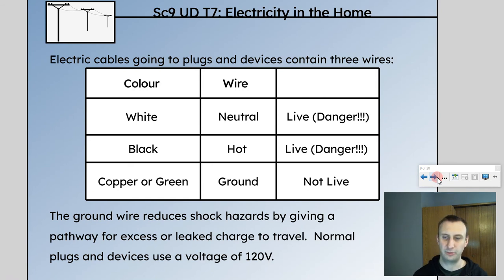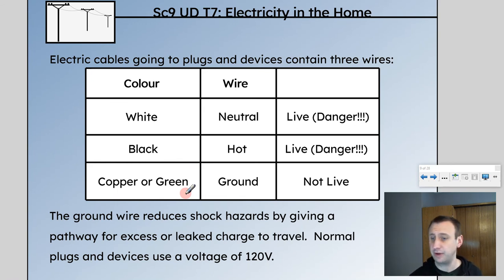Always make sure that your breaker is turned off for that area before you even consider touching stuff. And then ground is copper or green, depending. Either it's just bare copper and doesn't have any insulation around it, or it has a green insulation around the wire, like a rubber or plastic coating.